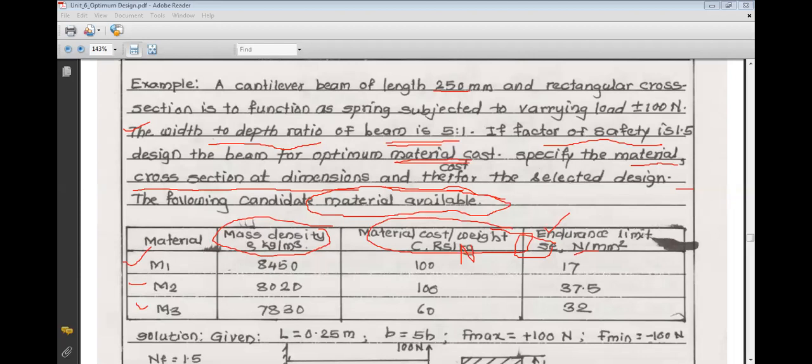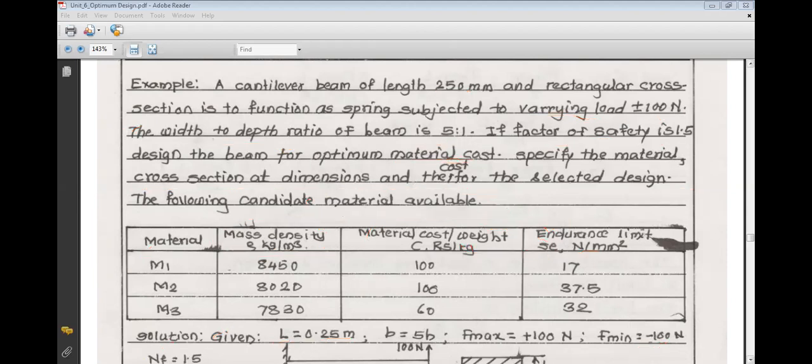Solution. What are the given parameters? The length is given, that is 250 mm, or 0.25 meter. The width to depth ratio is given as 5:1, so width is 5 times the depth. Then there is a varying load of plus minus 100 Newton, so maximum force is plus 100 Newton and minimum force is minus 100 Newton. And the factor of safety is given, that is 1.5.